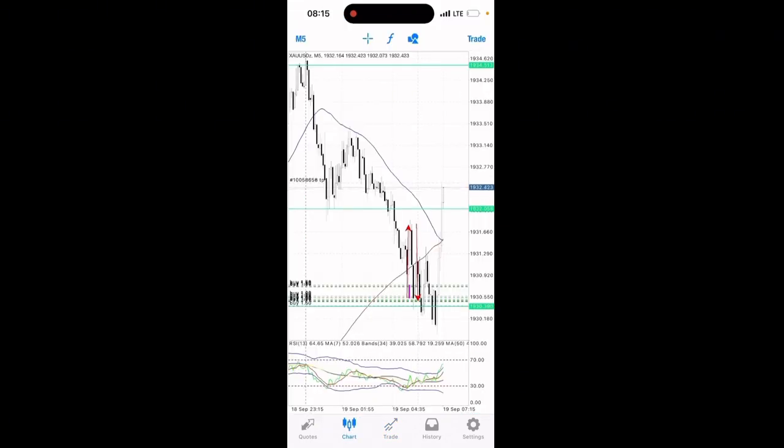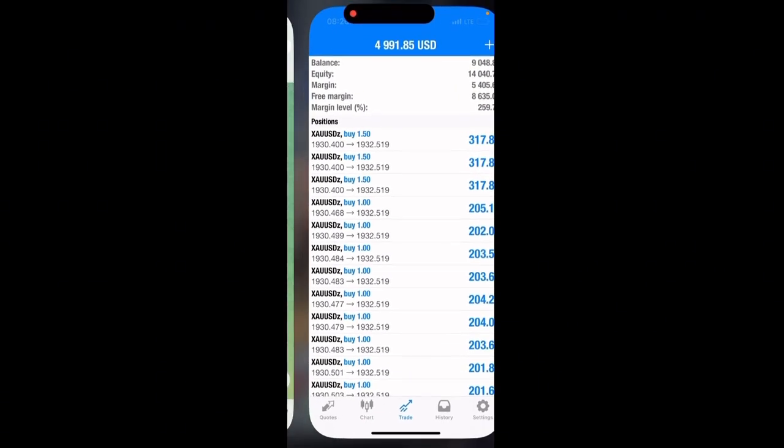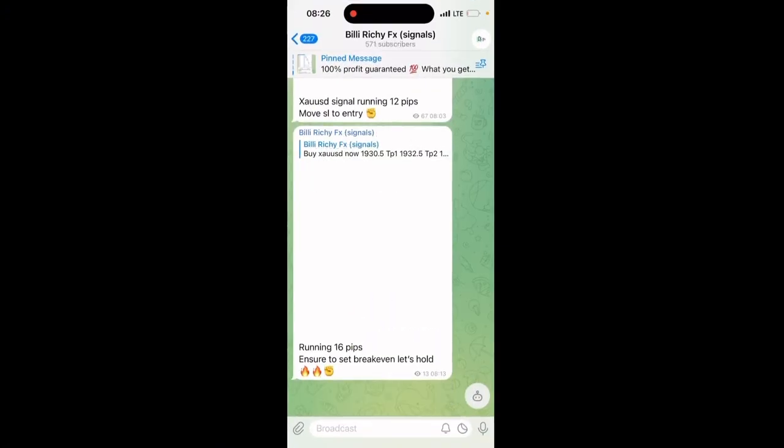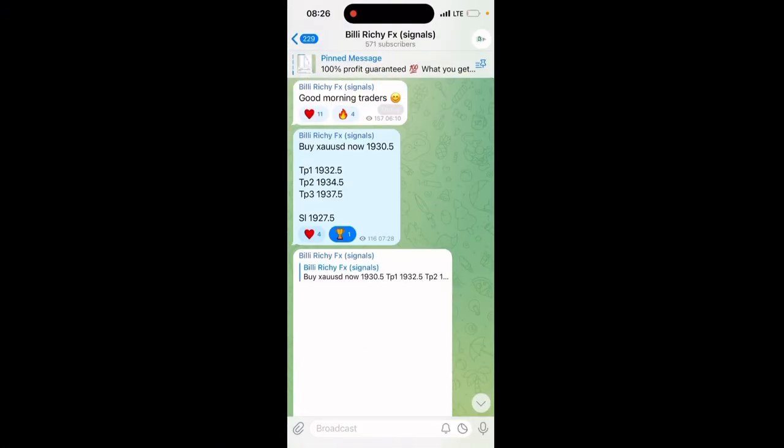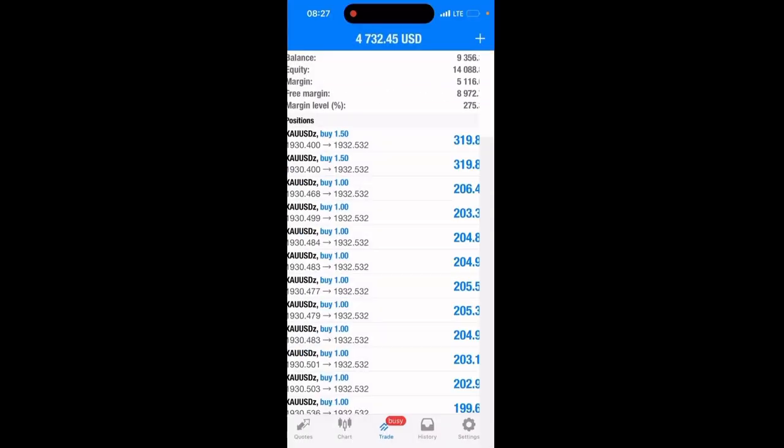I will close some of them at this take profit one now. It is getting to this take profit one. Once it is hit, I'll update them, close some of my position, and hold some for take profit two and take profit three. So let's go. That is the signal: take profit one hit. Now let's update them, close some of our trades, and set break even.